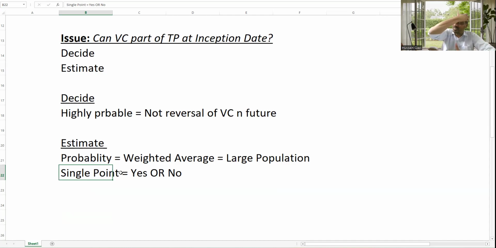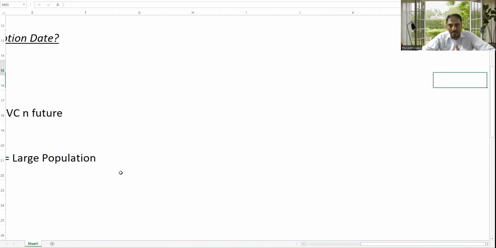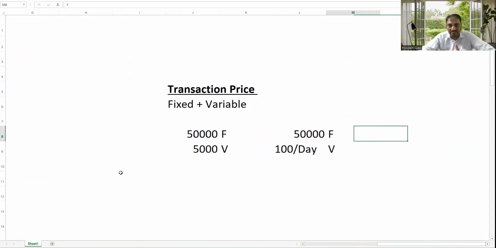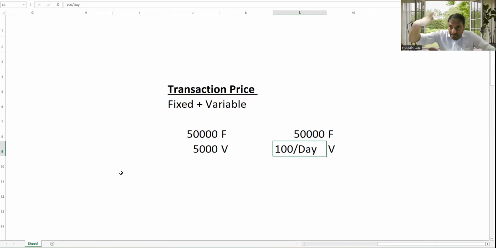For example, let's suppose, with reference to my example here, delays. 1 day delay, the penalty 100. 2 day delay, the penalty 200. 3 days delay, 300. 4 days, 5 days, 6, 7, 8, 9, 10. For example, there are 10 days of possibilities. So then there are multiple outcomes. So if there are multiple outcomes, then we will use some probability method.